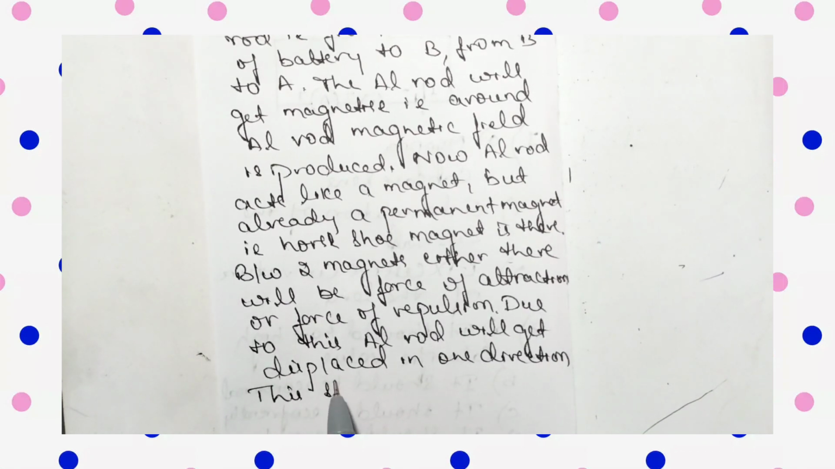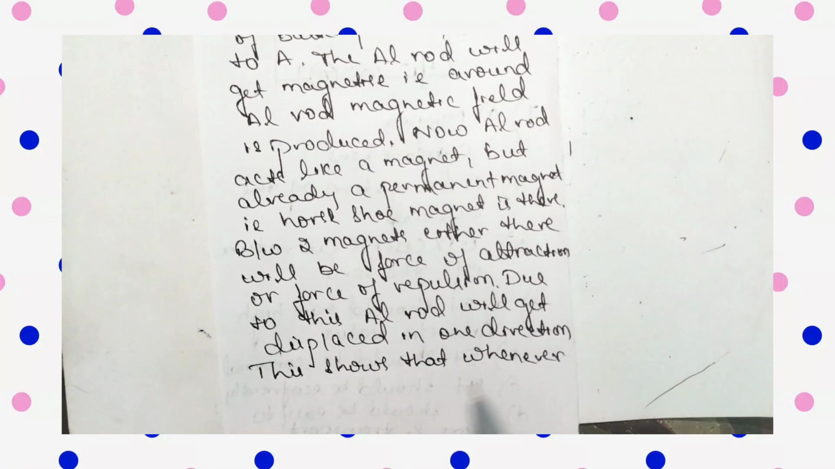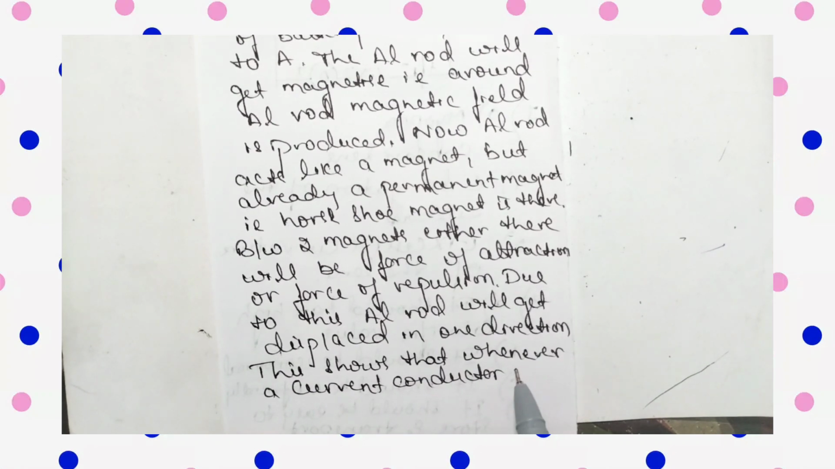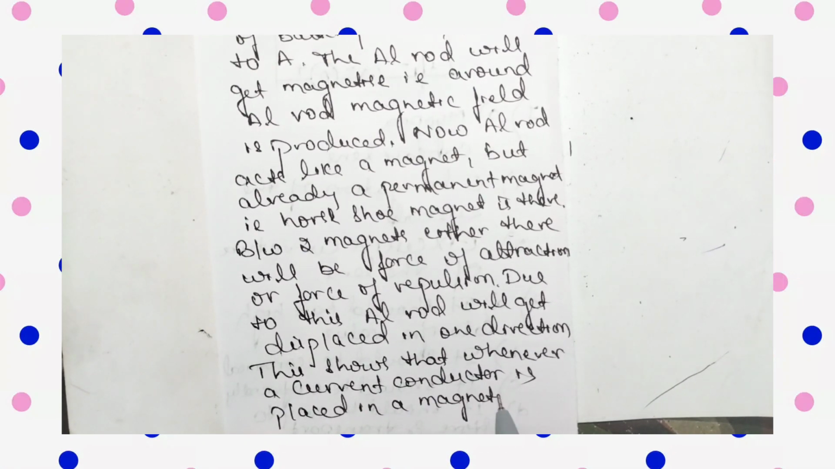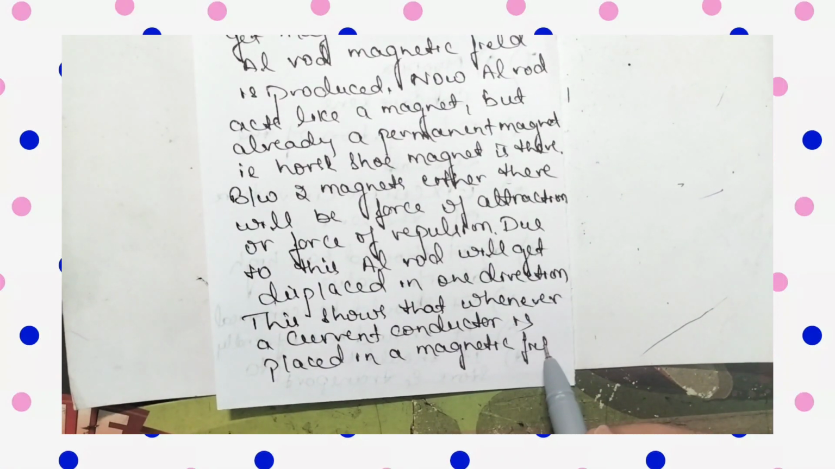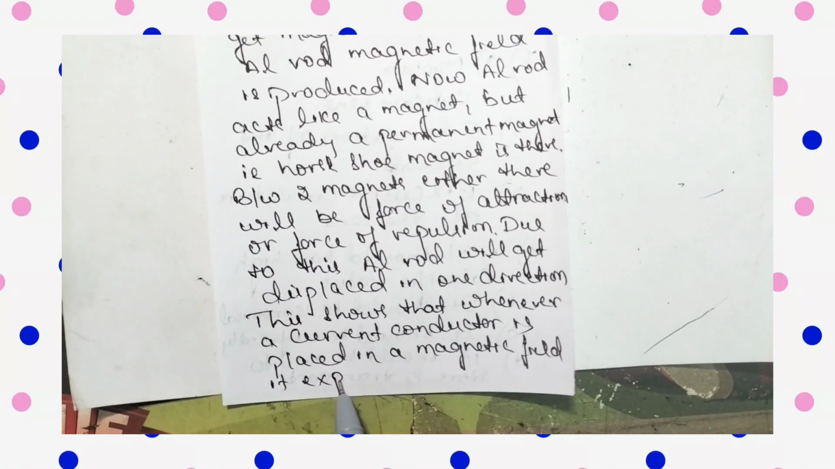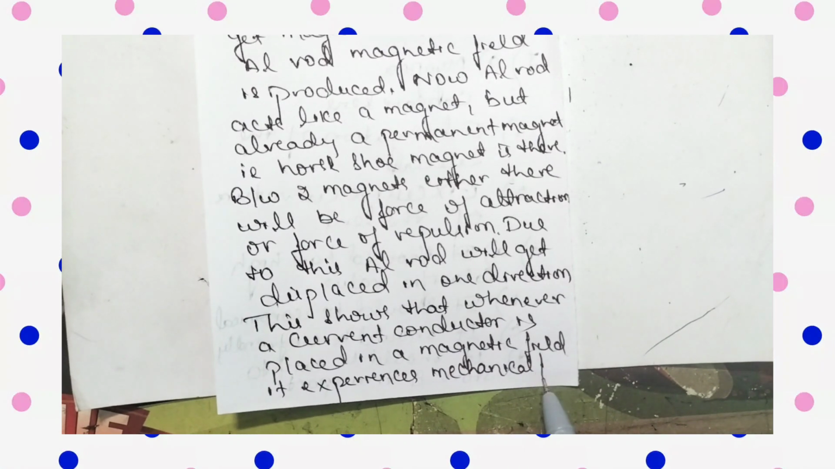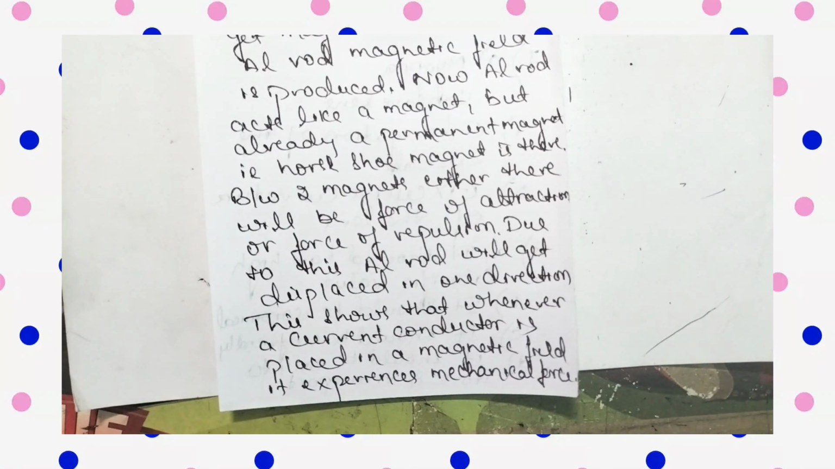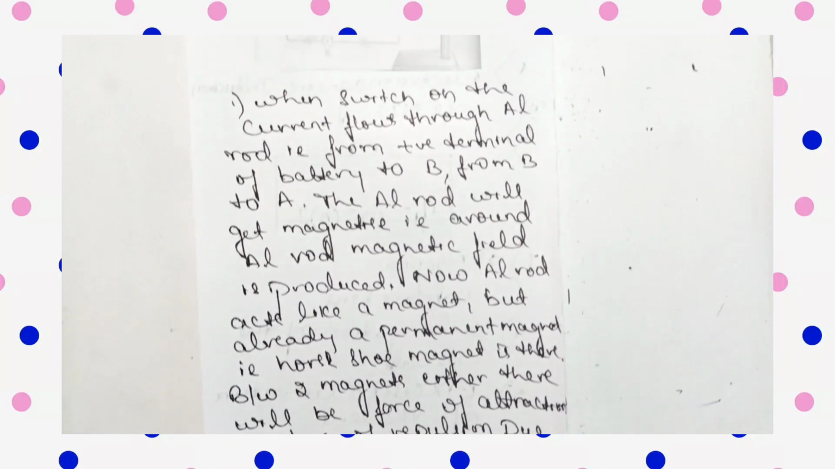This shows that whenever a current carrying conductor is placed in a magnetic field, it experiences mechanical force, which is the principle of motor. So like this we have to explain it. So we have to go on explaining this, and we have to make the arrangement in this way. So this is the answer for the 9th question.